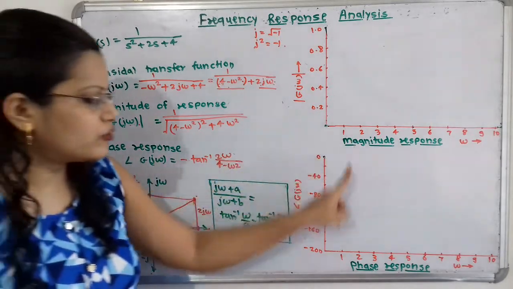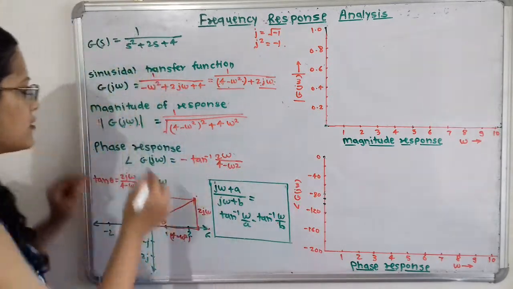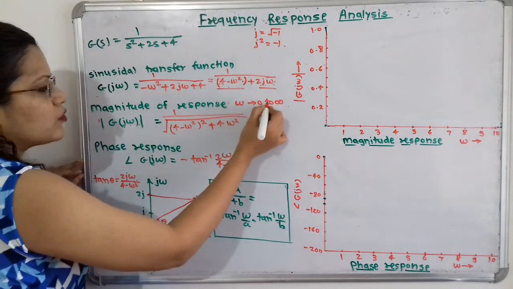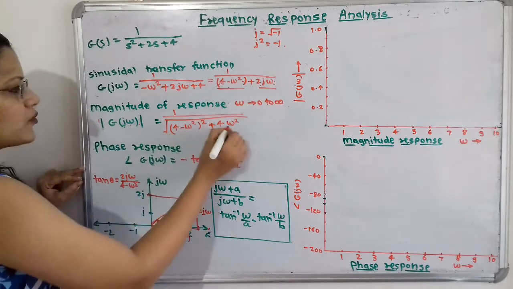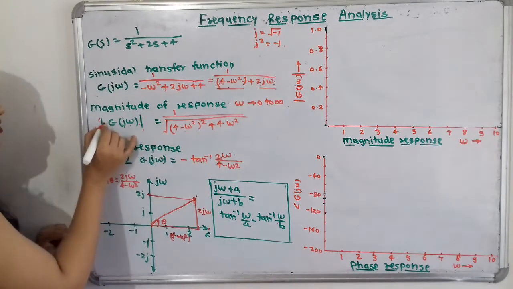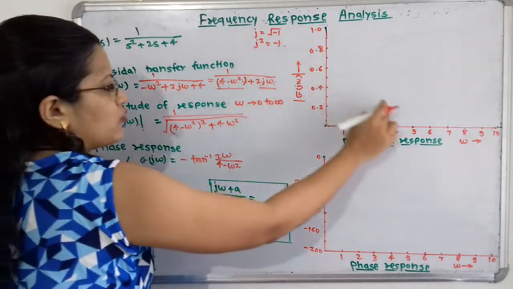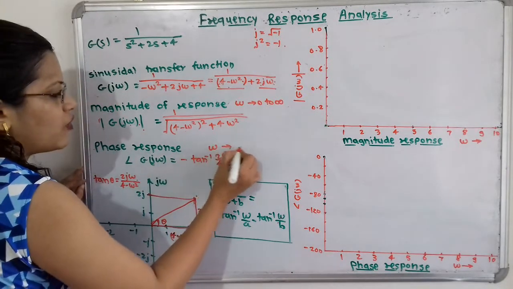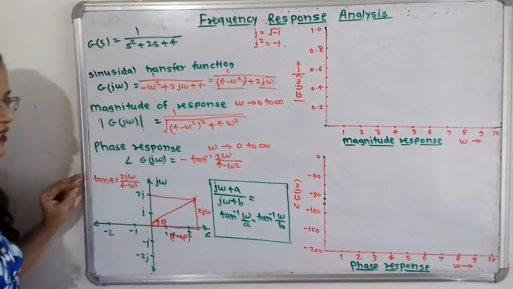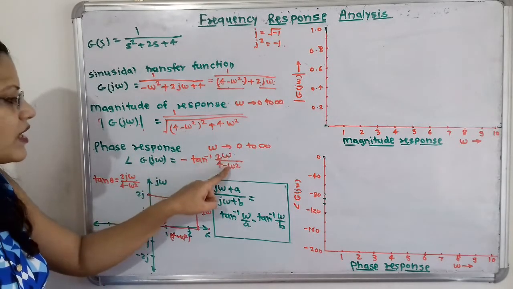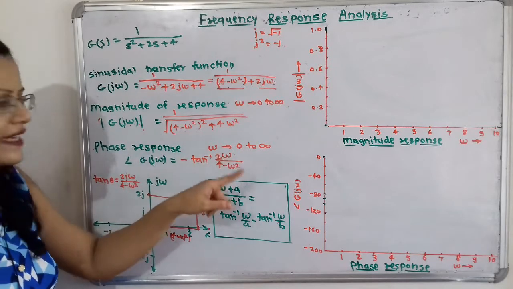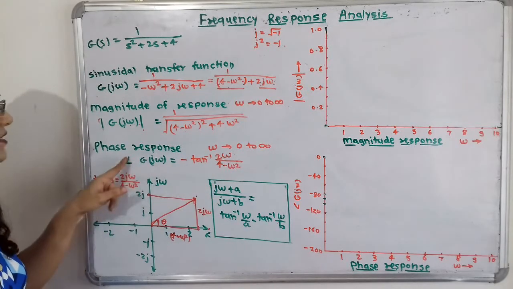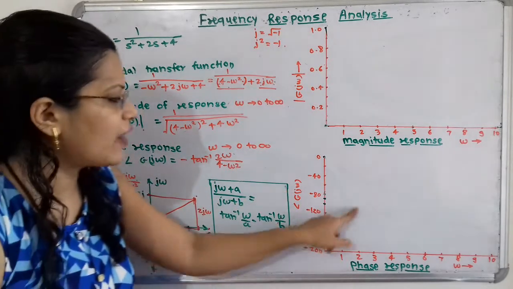Now to plot the magnitude response and phase response, we have to take the value of omega that will vary from 0 to infinity. When we put the value of omega as 0 in this formula, what is the answer for this modulus of gj omega? We have to plot these numbers. In the same way, for the phase response also, we take the value of omega varying from 0 to infinity, taking 0, 1, 2, 10, etc. up to infinity. If we put the value of omega here, what is the answer for this angle of gj omega? We have to plot that.